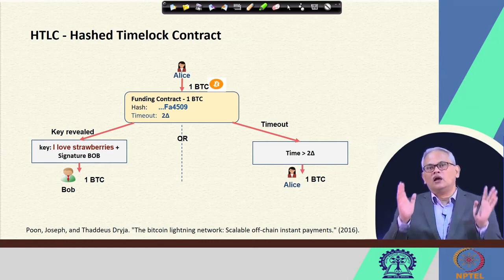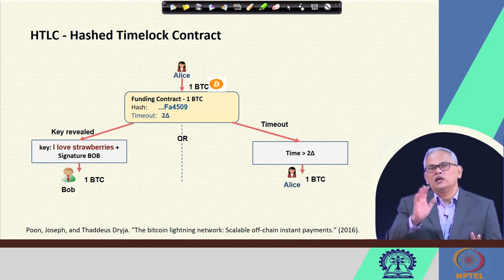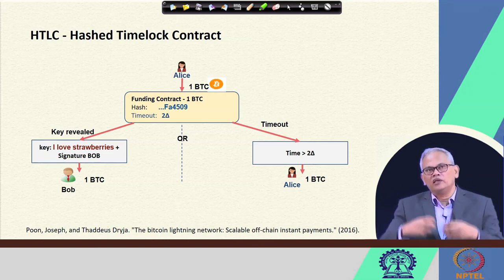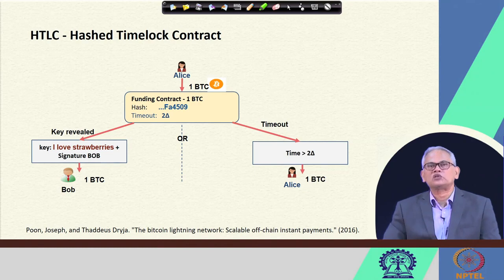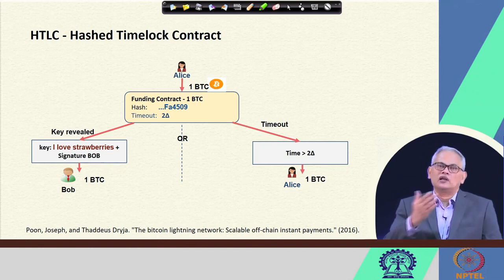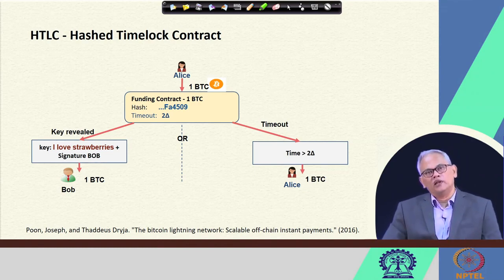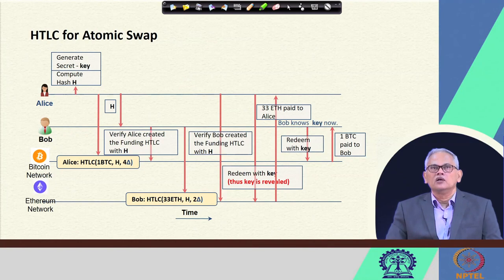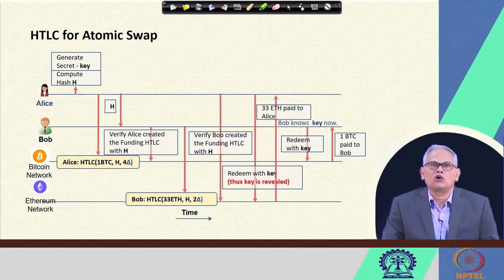So, you see that in either case, by combining hash lock and time lock into this hash time lock contract, we are ensuring that Bob will get the money or that cryptocurrency if he provided the service, because then only Alice would reveal the key, and if something goes wrong, after some time Alice will get back her 1 Bitcoin. So, that is the beauty of this hash time lock contract. We will see how this hash time lock contract is indeed used for atomic swap.